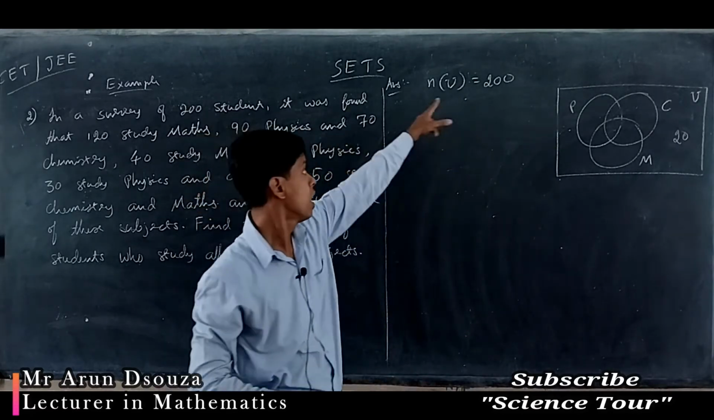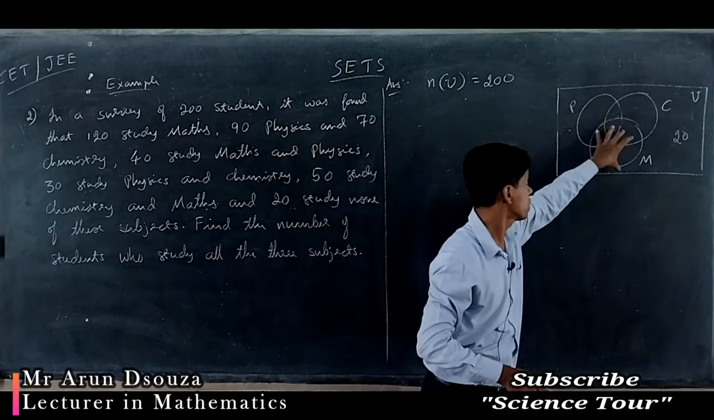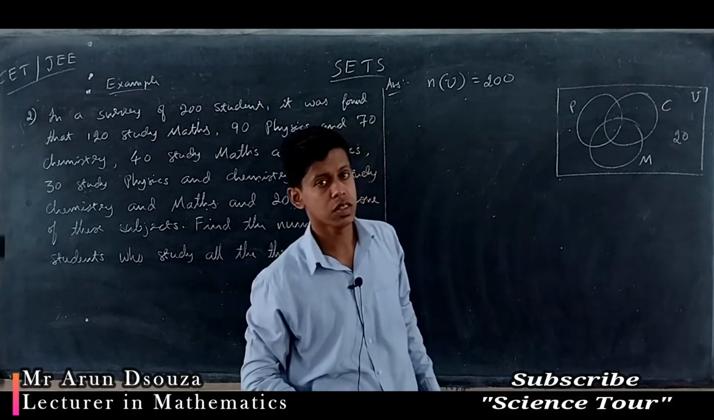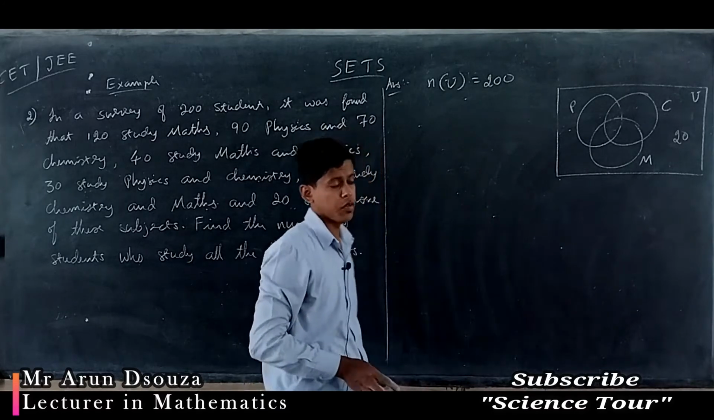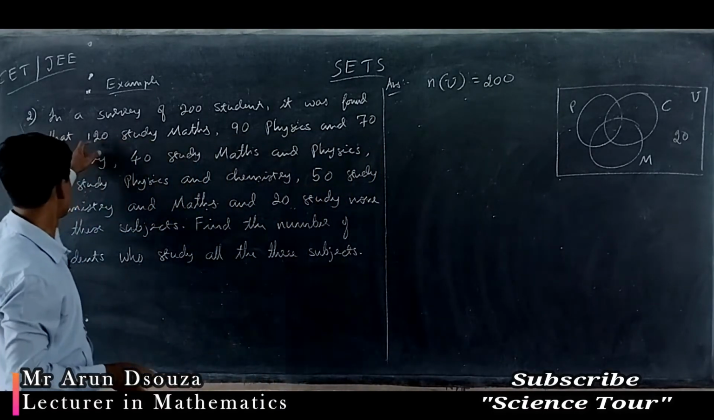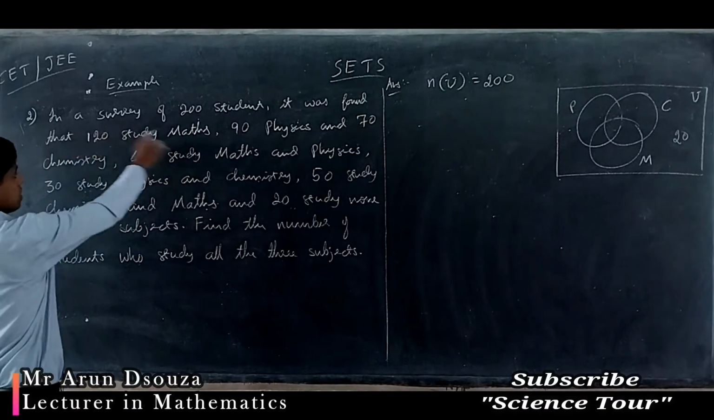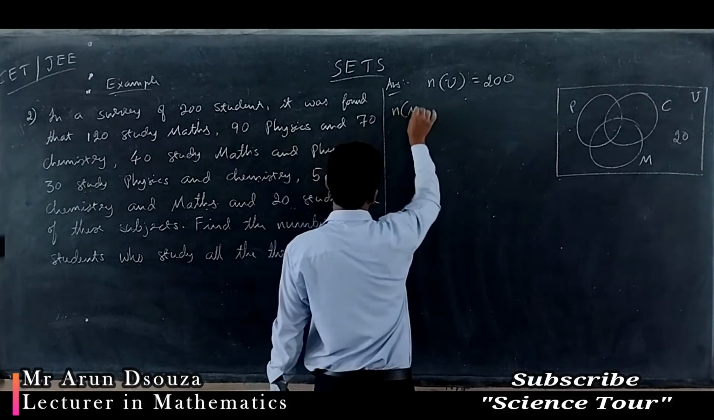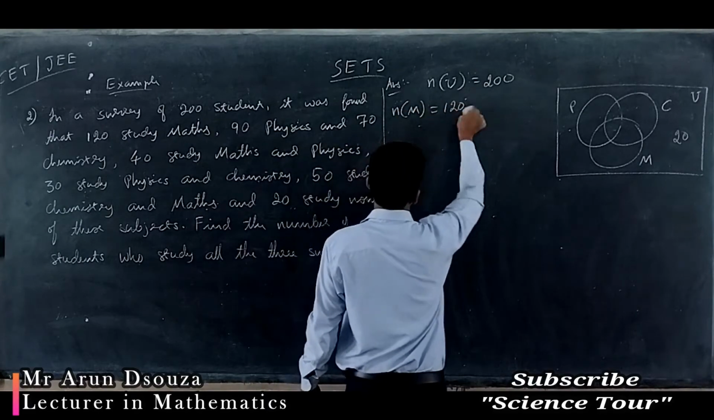Therefore, the universal set and the union of three sets are not the same in this question. Please note that difference. If you know that difference, then everything falls in place. Now 120 study maths, so let me write N of M.